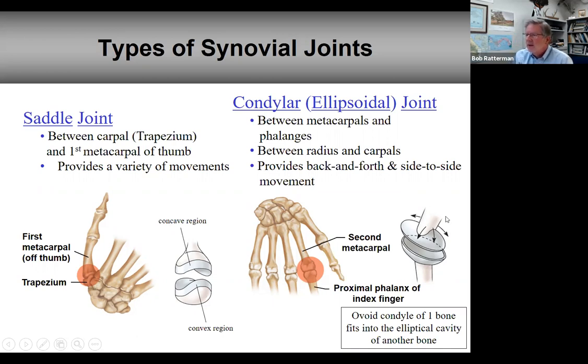So there's a good place to think of a condylar or ellipsoidal joint. It tells us also to look here where the distal end of the radius articulates with the carpals down here. We'd have another example of an ellipsoidal joint, allowing back and forth and side to side movement, as is illustrated by that little sketch.